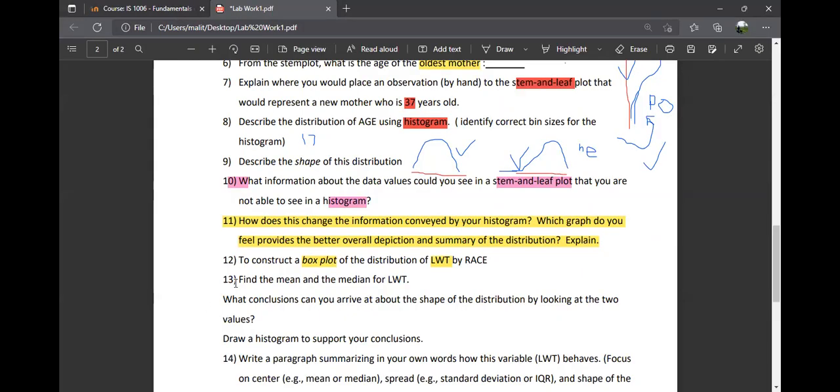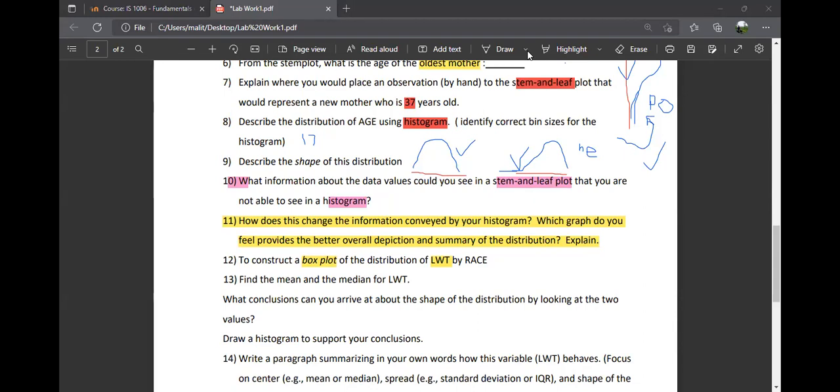Now I'm going to part 30. Okay, thank you. So part 30: find the mean and the median for LWT. Actually, we already found it, right? The mean and median we already found using the box plot, where the median is Q2. Let me show you another technique for showing the mean and the median using basic statistics, right?